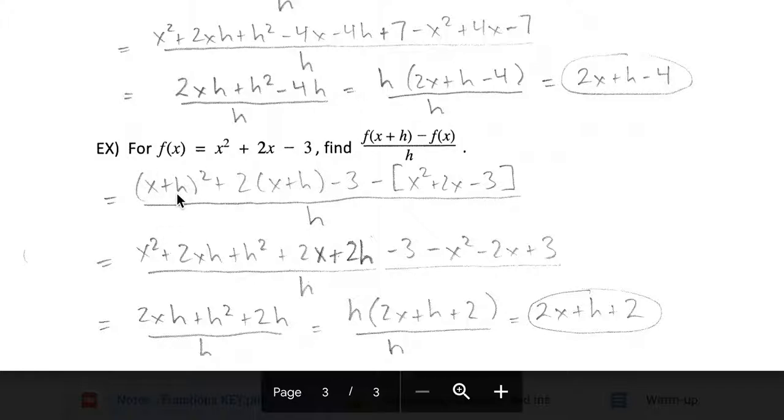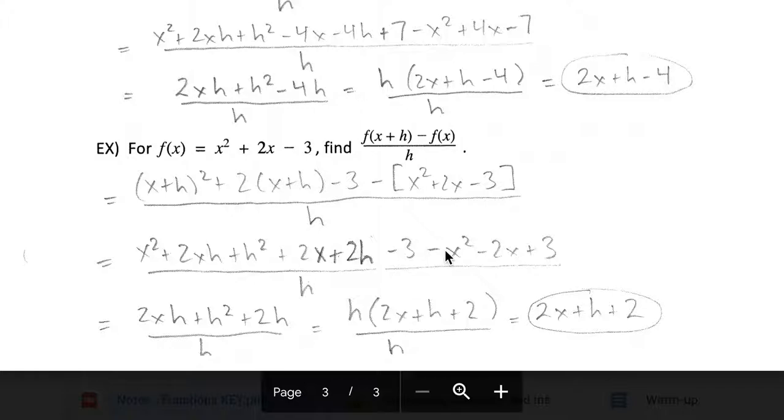Squaring that binomial gives us x squared plus 2xh plus h squared. Distributing right here gives us 2x plus 2h. Don't forget that minus 3 there. And distributing into that expression gives us -x squared minus 2x plus 3. We're still all over h. Remember, we're trying to get down to just terms with h. Let's see if it works out.